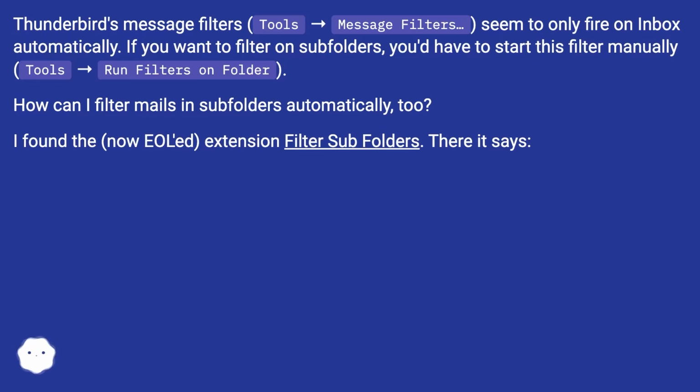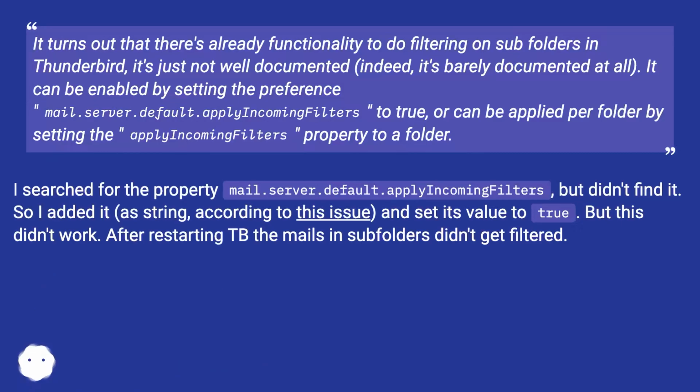I found the now EOLed extension Filter Subfolders. There it says: it turns out that there's already functionality to do filtering on subfolders in Thunderbird. It's just not well documented. Indeed, it's barely documented at all. It can be enabled by setting the preference mail.server.default.applyIncomingFilters to true, or can be applied per folder by setting the applyIncomingFilters property on a folder.